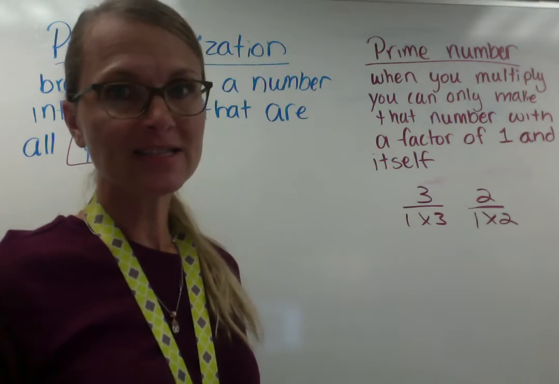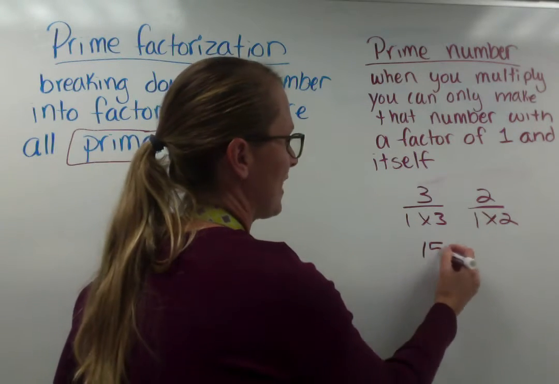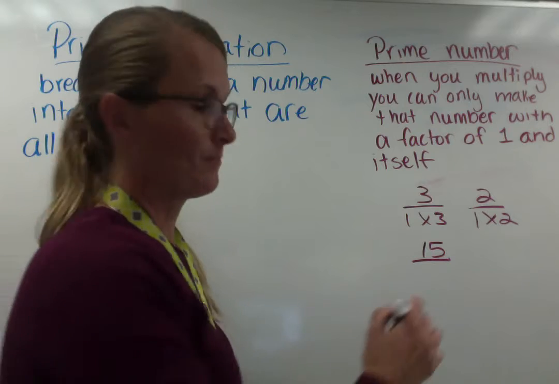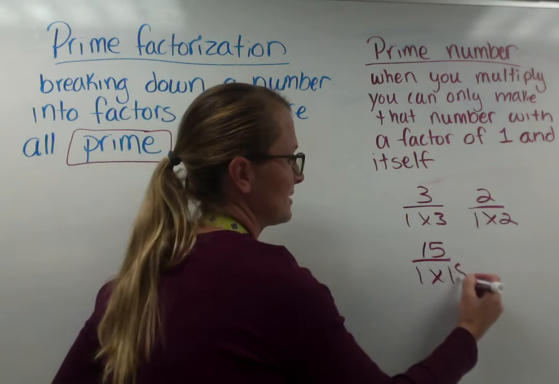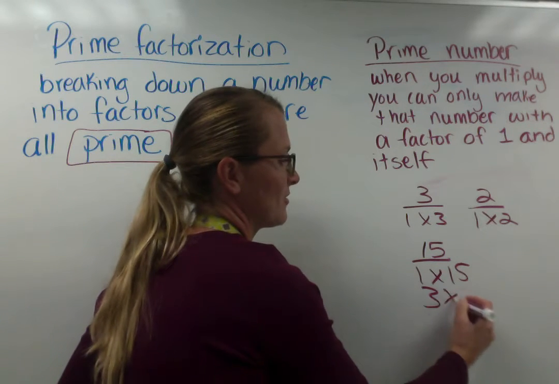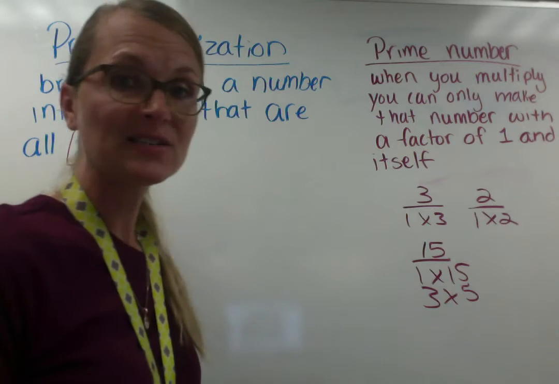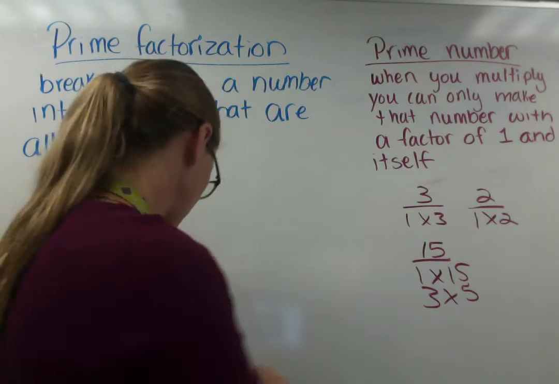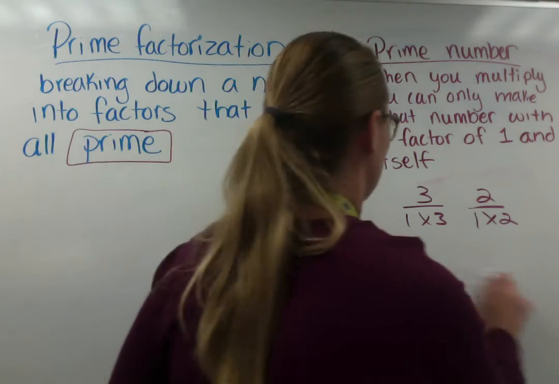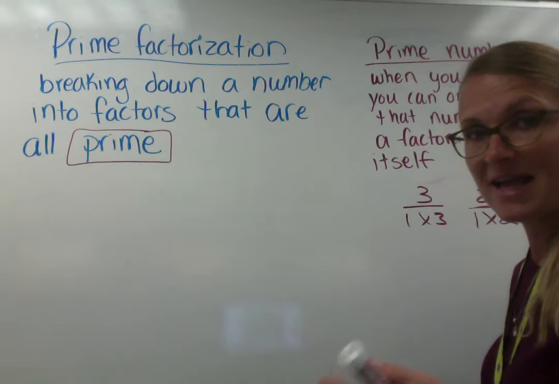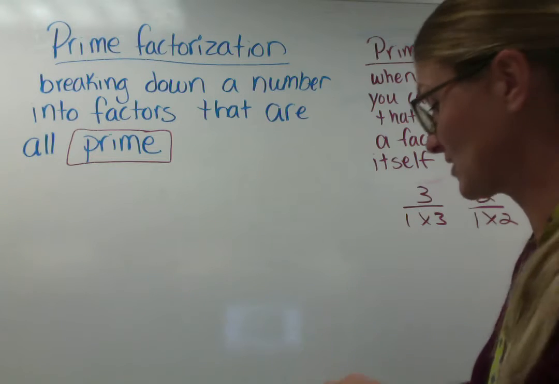Now 15 is the next odd number. So a lot of people want to say that 15 is prime. But you can make 15 by doing 1 times 15, but also by doing 3 times 5. So 15 has 4 factors. It is not a prime number. Okay? So now hold on to that knowledge because that knowledge is going to help us with prime factorization.